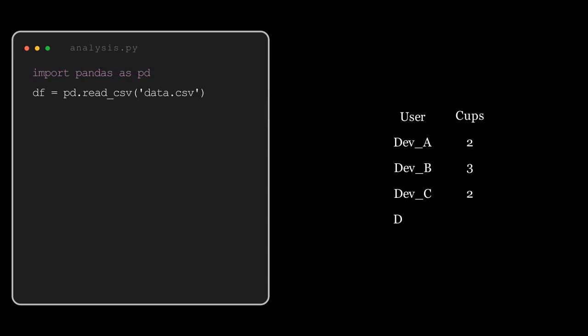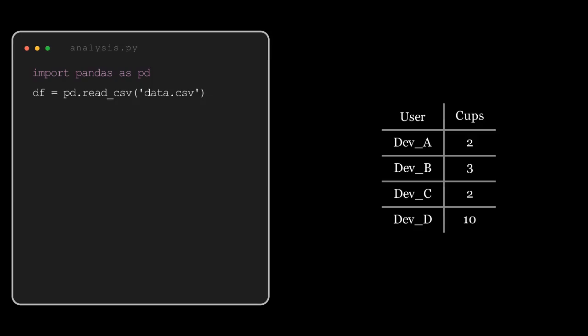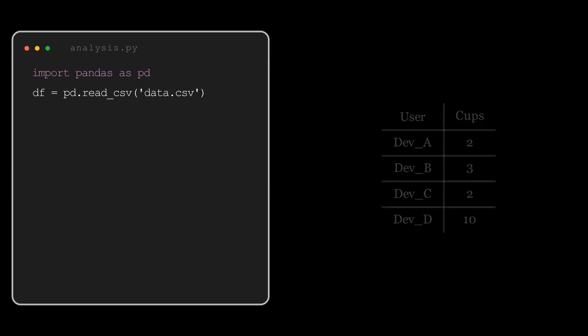Before we calculate anything, we need data. In Pandas, we typically work with a data frame, which is like a digital spreadsheet. You can create one from a Python dictionary, or more commonly, by loading a CSV file using pd.read_csv. Imagine we have a dataset representing the daily coffee consumption of a group of software developers.